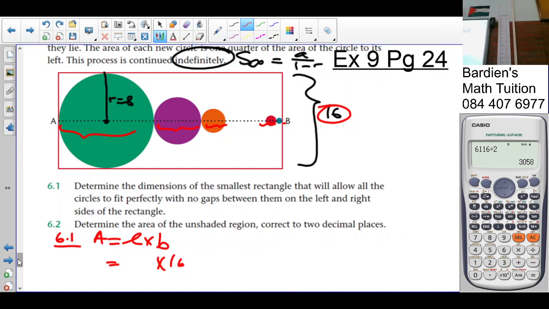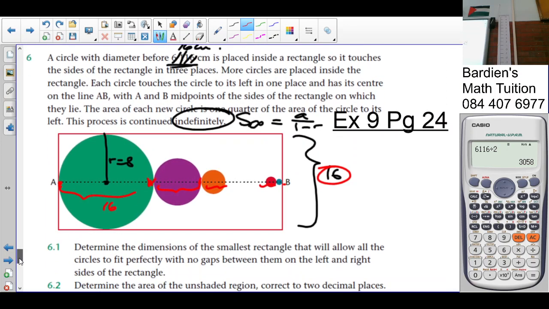So let's set up a pattern. What's the length from that point to this point? 16. Not so? So now what's the length from there to there? How do you get 8? Going back to the sum, what does the sum tell us? With regards to moving from one circle to the next, what do we know? The area of each new circle is 1/4 of the area of the previous circle to the left. Okay?